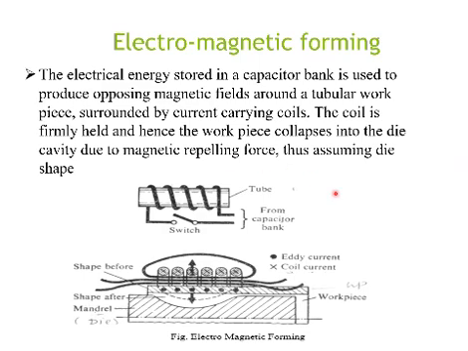This is the diagram of the electromagnetic forming process, which consists of an eddy current coil. This is the eddy current coil. This coil is firmly held and hence the workpiece is collapsed into the die cavity due to the magnetic repulsive force produced, which directly impacts the workpiece, and the workpiece will regain or transform to the shape of the die.